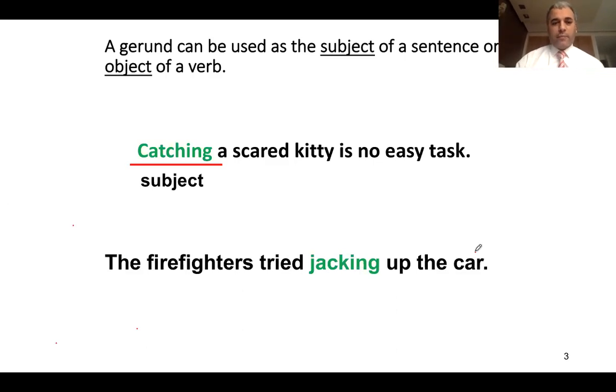This is the subject. And then: the firefighters tried jacking up the car. So here we have the gerund used as object of the verb tried. We know that these are the types of functions for which nouns are used. So this is why a gerund is no more a verb. It becomes a noun, functioning as a noun, as we have in these examples.